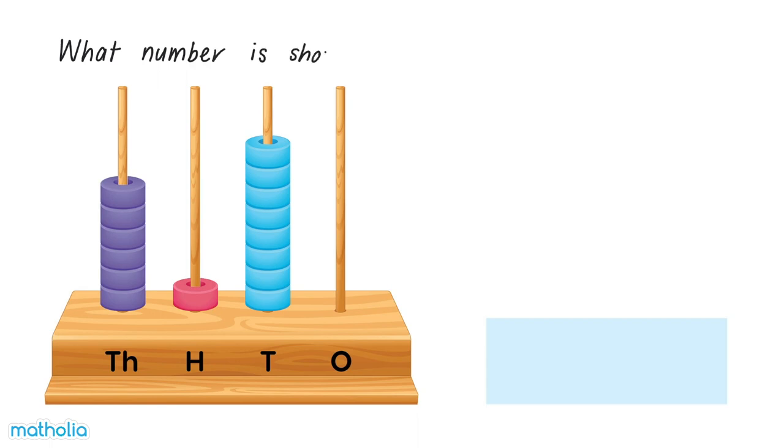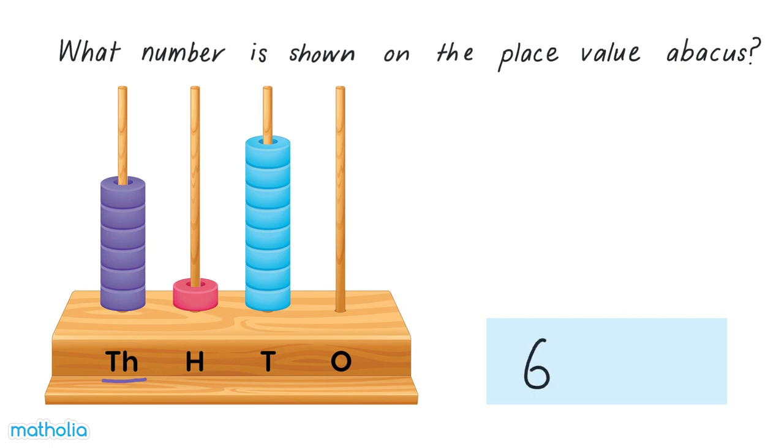What number is shown on the place value abacus? In the thousands place, there are 6 beads. Its value is 6,000. In the hundreds place, there is 1 bead. Its value is 100. In the tens place, there are 8 beads. They have a value of 80. In the ones place, there are no beads. The value is 0. The number shown in the place value abacus is 6,180.